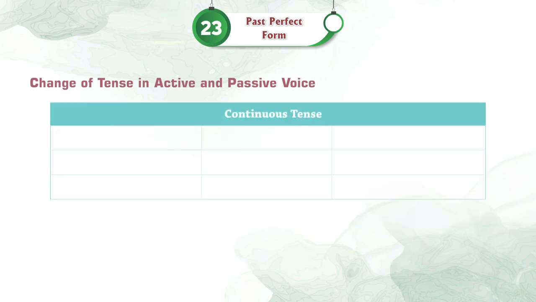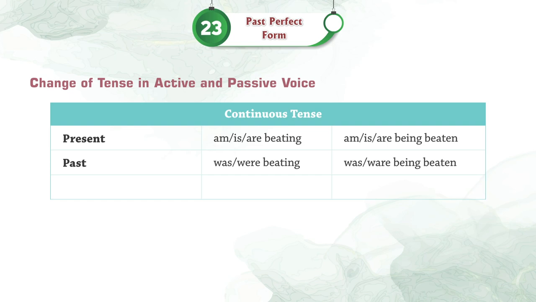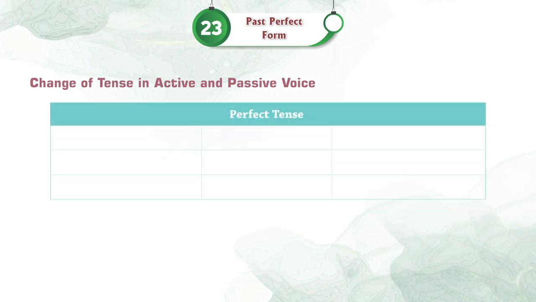Continuous tense. Present, am, is, are beating. Am, is, are being beaten. Past, was or were beating. Was or were being beaten. Future, shall or will be beating. Not applicable. Perfect tense. Present, has or have beaten.